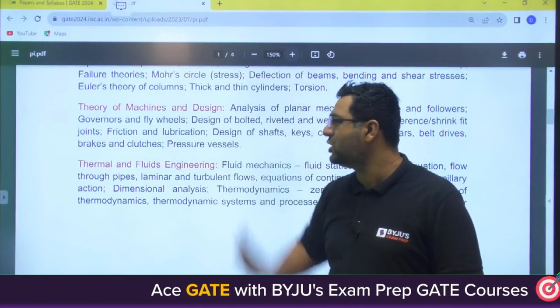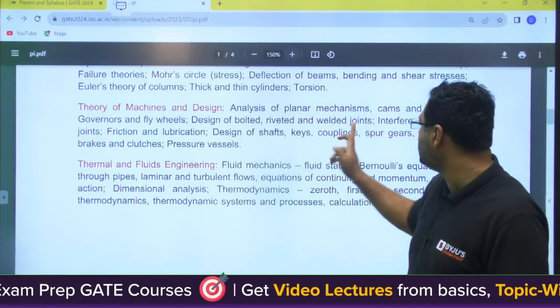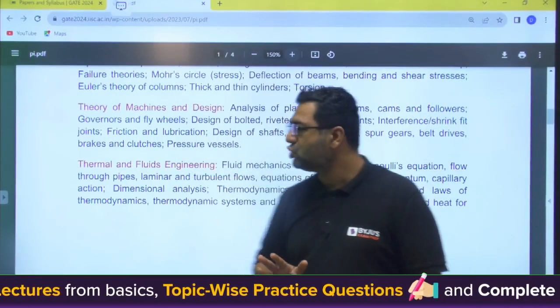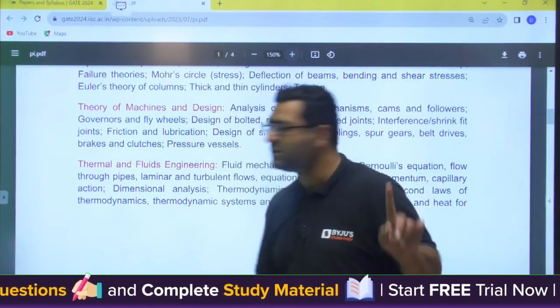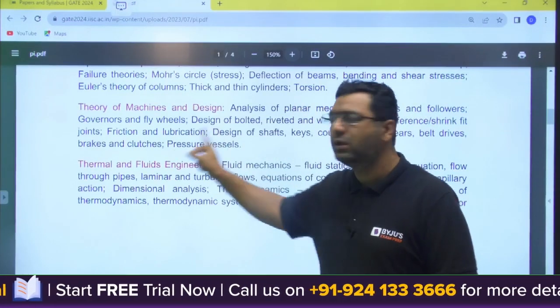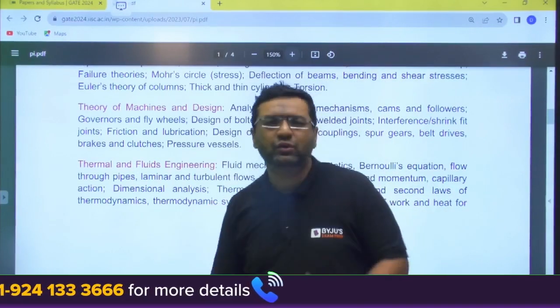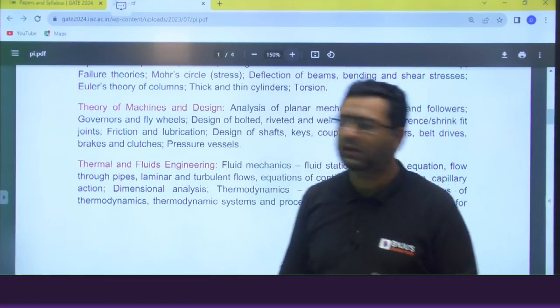Friction and lubrication. So they have mentioned here, this is related to bearings, design of shaft, keys, couplings, spur gears, belt drives, brakes and clutch, pressure vessel. So my dear, here they have added belt drives, which is not there in the mechanical syllabus. And pressure vessels, which you study in strength of material, is almost same. Just you need to study the efficiency part and compounding of cylinders as well.